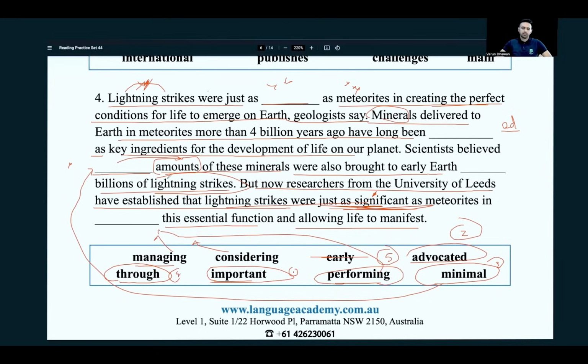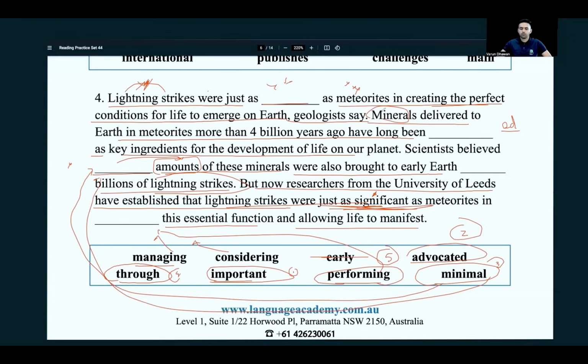Scientists believed dash amounts. You have to have a word which gives you information about amount: minimal amount of these minerals were also brought to early Earth. How were they brought? Through the lightning strikes. But now, researchers have established, means they have figured out, that lightning strikes were as important as meteoroids in dash this function, in performing this function. So first answer is important, second advocated, third minimal, fourth through, and last one is performing.